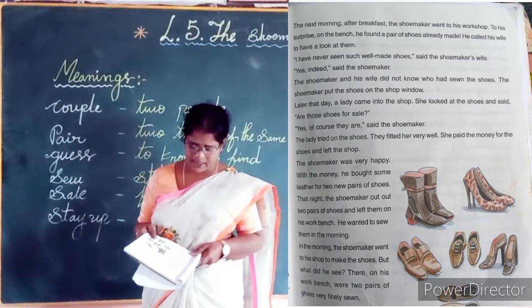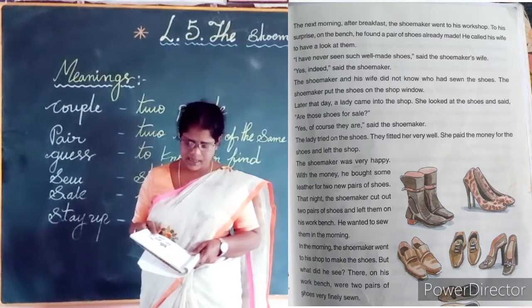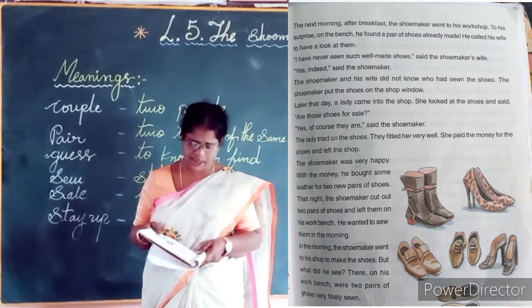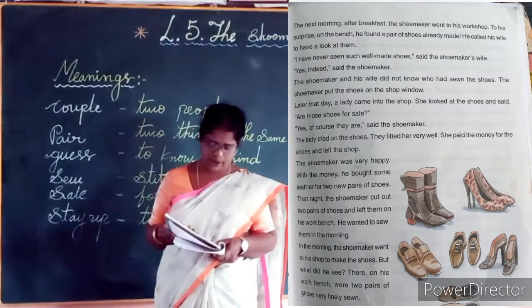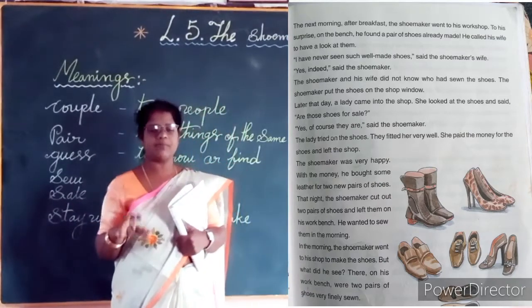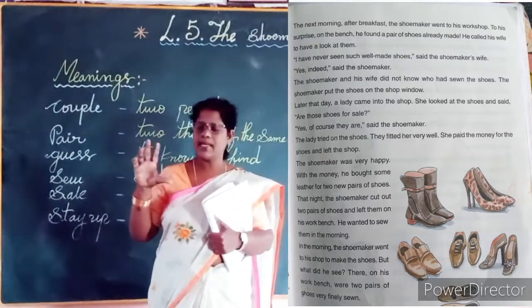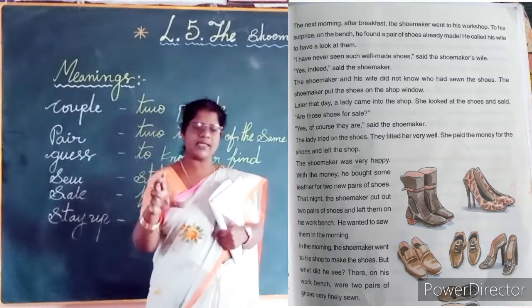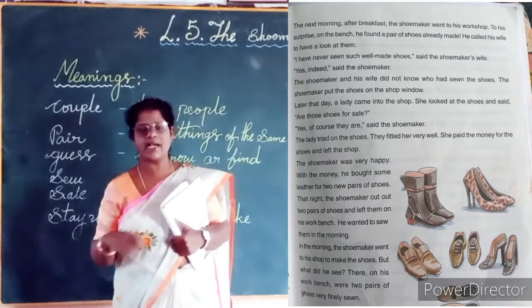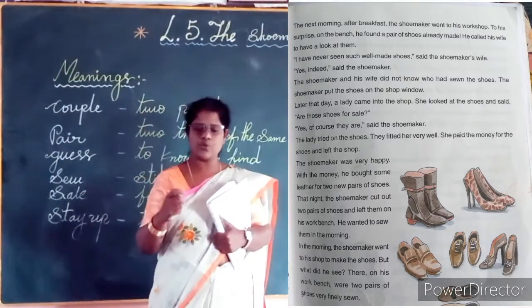He bought some leather for 2 new pairs of shoes that night. The shoemaker cut out 2 pairs of shoes and left them on his workbench. He wanted to sew them in the morning. With whatever money he earned, he bought some leather. Why did he buy some leather again? Because he wanted to mend the shoes again. He wanted to stitch the shoes again.